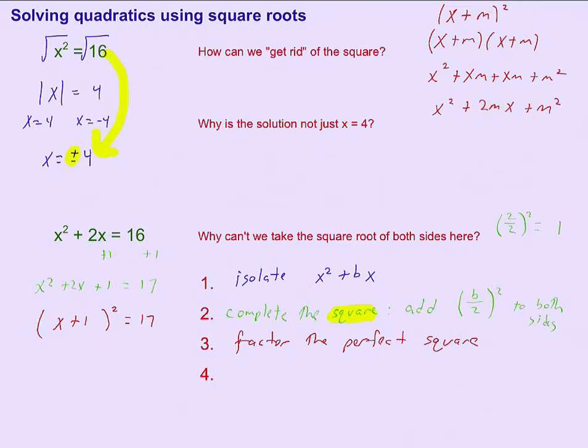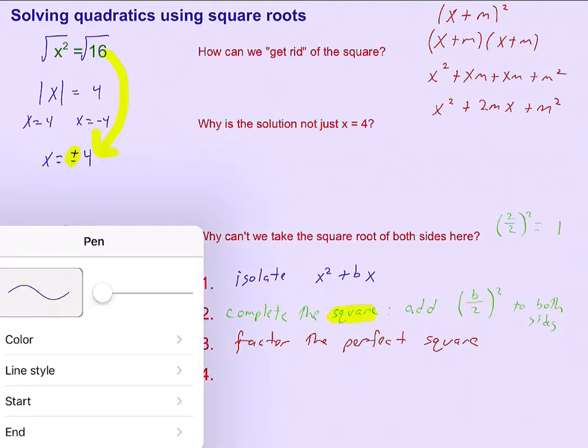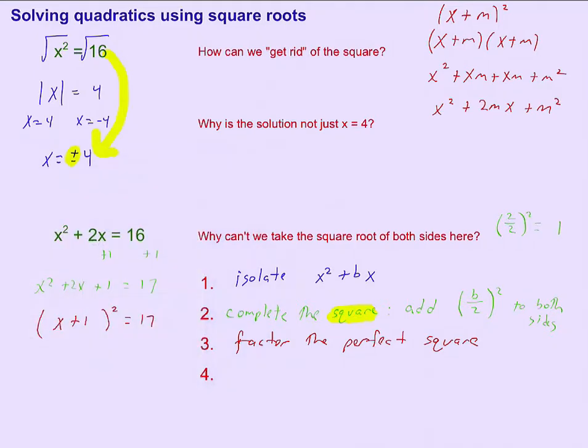What you do have to remember in this case, and I don't usually say that, but in this case, it's kind of important. Just remember to add b over 2 squared to both sides, and that will make a perfect square. And once we have made the perfect square, we can then get rid of it with the square root.